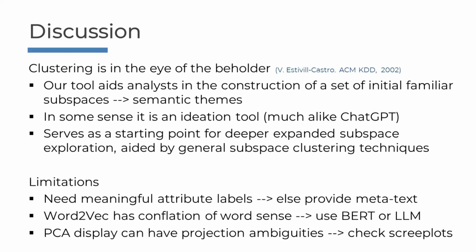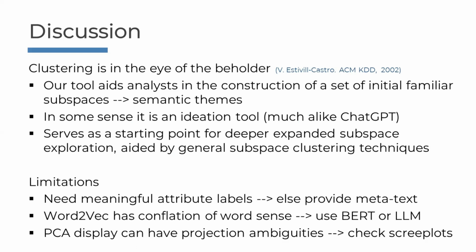Of course, there are limitations. First of all, you need meaningful attribute labels, and otherwise you can provide metatext that explains these labels, which we have done in the paper. We can read about this. The other thing is word2vec. We've used word2vec, which is somewhat older technology, which has a conflation of word sense, meaning that two words that might have different meanings get mapped to the same point in the high-dimensional word space. You can use BERT or large language models to disambiguate this, but the general principle still applies there as well.